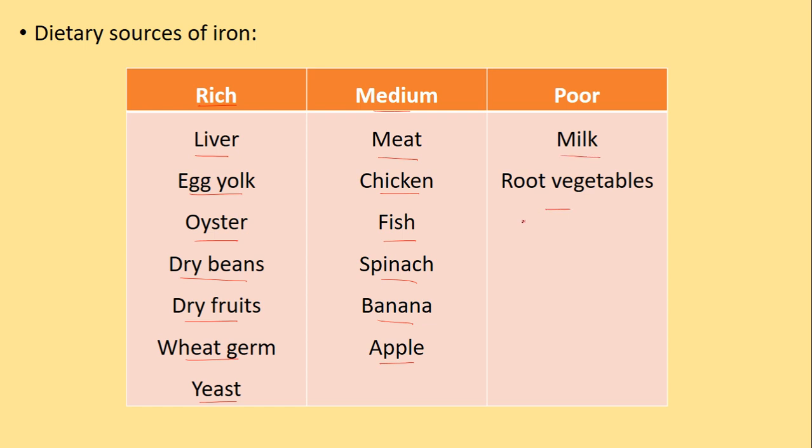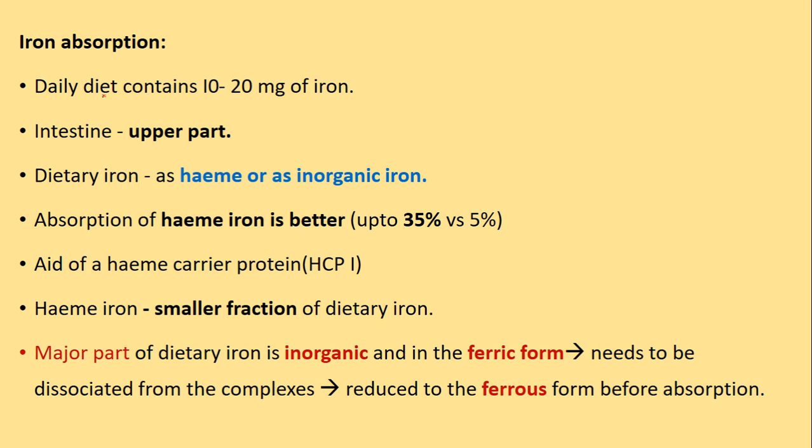and root vegetables. So coming to iron absorption, the daily dietary intake of our food contains 10 to 20 milligrams of iron, which will be absorbed mainly in the upper part of the intestine. It is available in two forms, heme as well as inorganic iron. The absorption of heme iron is better, with up to 35% of the heme iron absorbed compared to the inorganic iron. But heme iron is available in a small fraction in the dietary iron. The major part of the dietary iron is made up of inorganic iron.